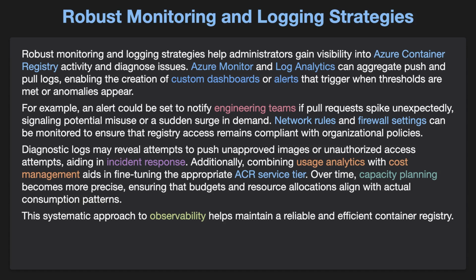Network rules and firewall settings can be monitored to ensure that registry access remains compliant with organizational policies. Diagnostic logs may reveal attempts to push unapproved images or unauthorized access attempts, aiding in incident response. Additionally, combining usage analytics with cost management aids in fine-tuning the appropriate ACR service tier. Over time, capacity planning becomes more precise, ensuring that budgets and resource allocations align with actual consumption patterns. This systematic approach to observability helps maintain a reliable and efficient container registry.